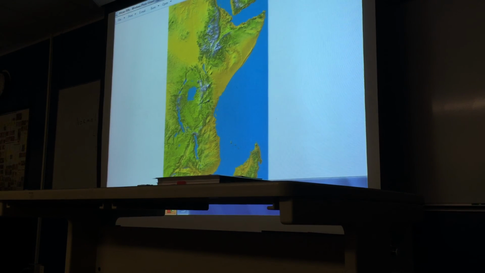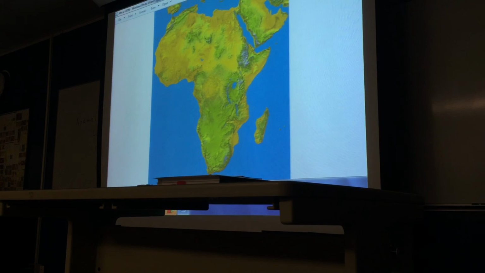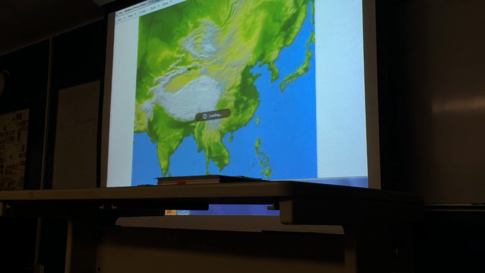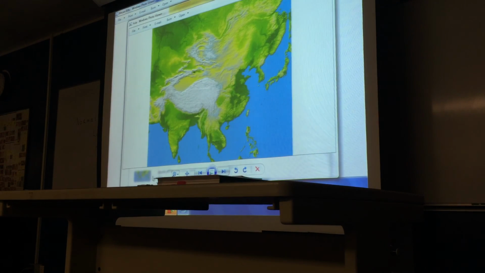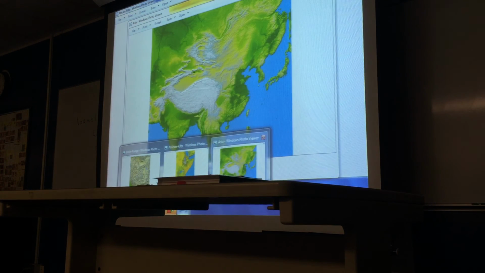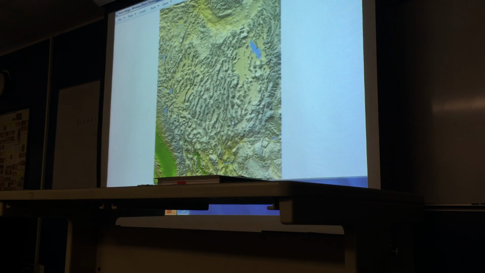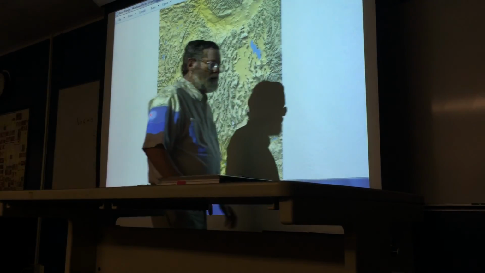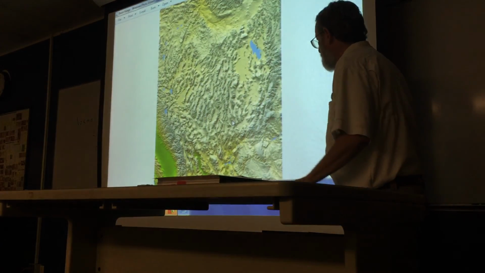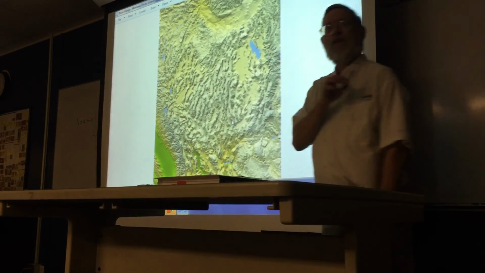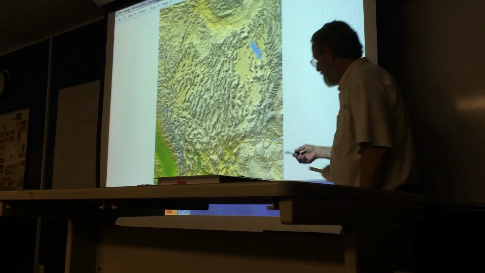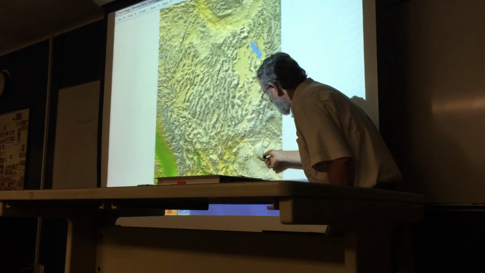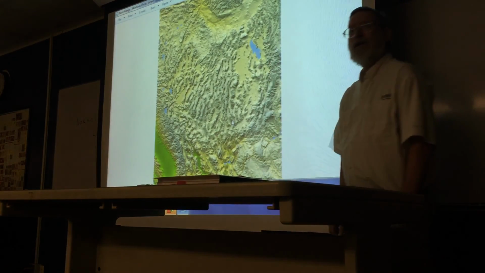If we compare to what we see, oops, we're going the wrong way on this one. Let me pull the other one up. There. If we compare to this, which is the western part of North America, this is in the western US in this particular case. Just for reference, if you've seen the Grand Canyon, this is the Grand Canyon right there, this little bitty thing. That is the Grand Canyon.